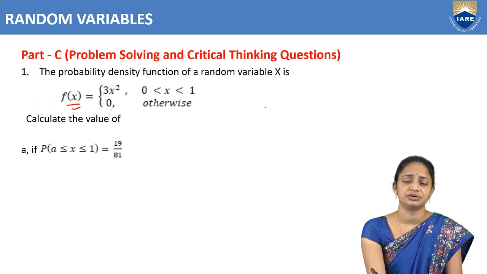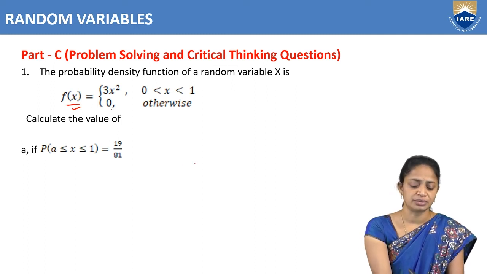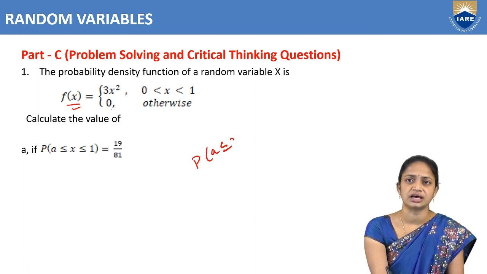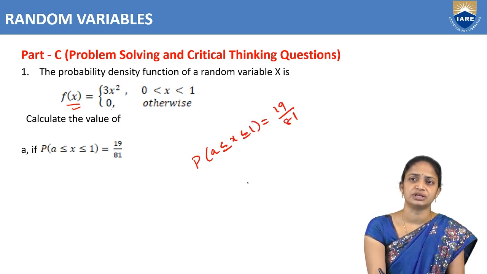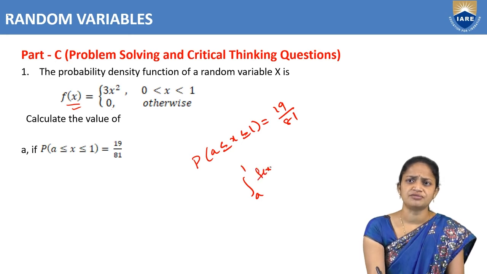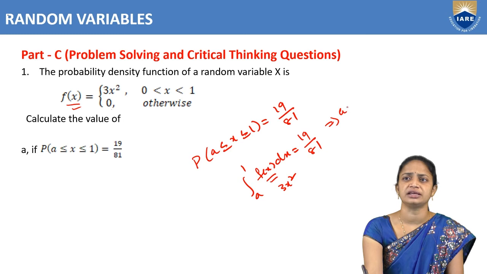Actually, if you want to find A value, we have to use the probability density function second property, that is minus infinity to infinity f of x dx equal to 1. But here they have mentioned that probability of A less than or equal to x less than or equal to 1 is equal to 19 by 81. So that means here we have to calculate integral from A to 1 of f of x dx equal to 19 by 81. Here the function is 3x square, so from this we can calculate A value.